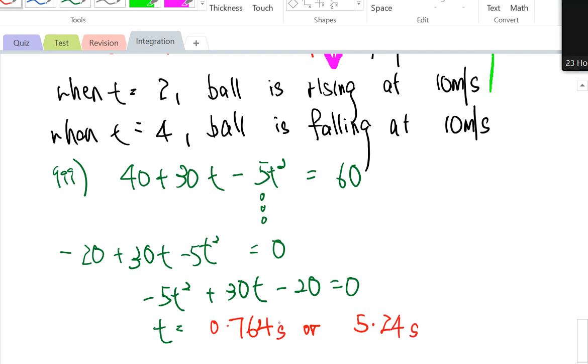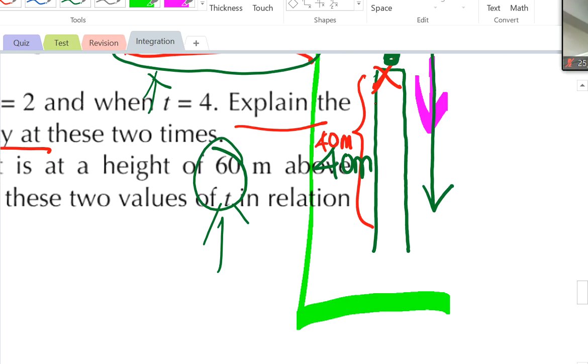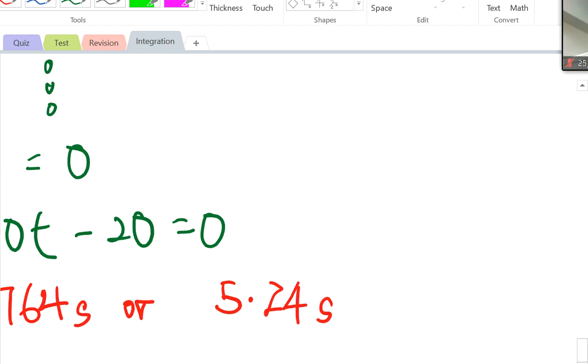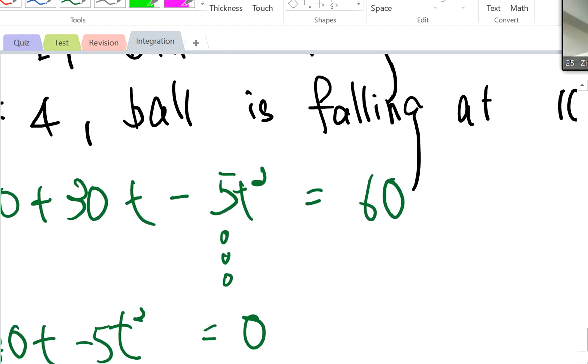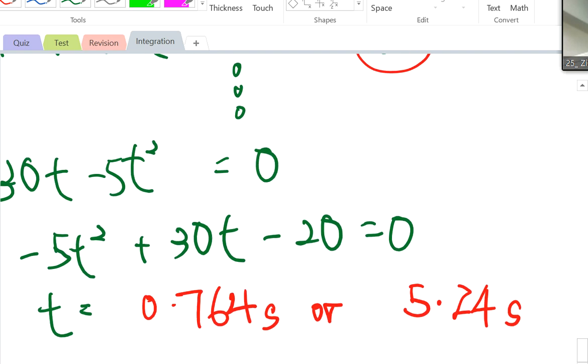Are these the two answers you all obtained? Yes, from my calculator. Do you all get the same? Yeah. Correct. The ball drop and bounce back up? No. Remember, there are two answers, right? Just now we calculated when the object is 60 meter above the ground, there are two timings over here.